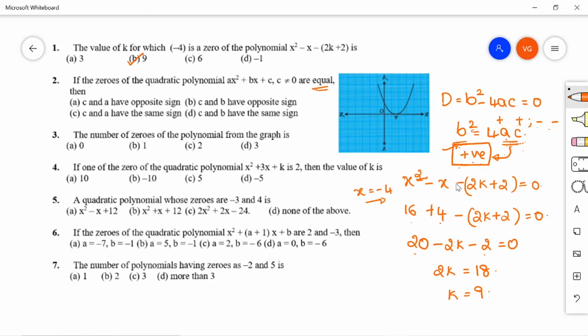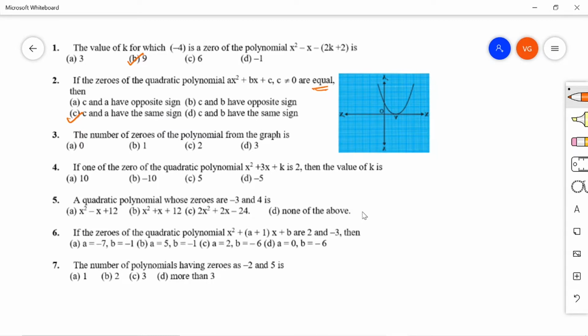Coming to the options, if you see, the option saying a and c should have opposite sign is wrong. If they have opposite sign, this equation will not hold good, right? So option C is correct: c and a have the same sign. So option C is correct for this question number 2.